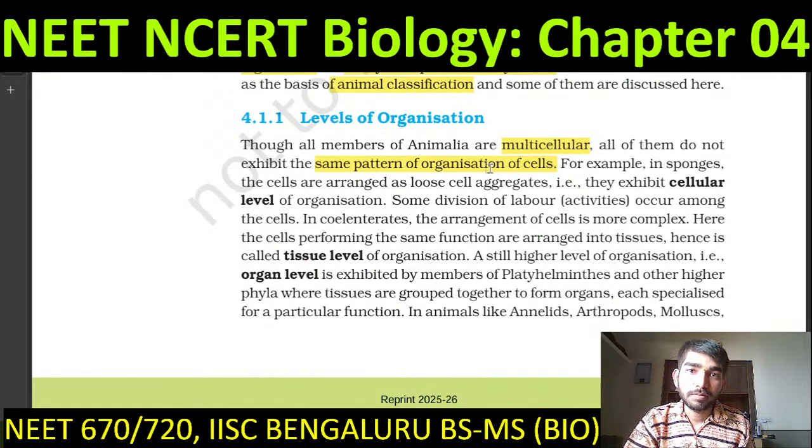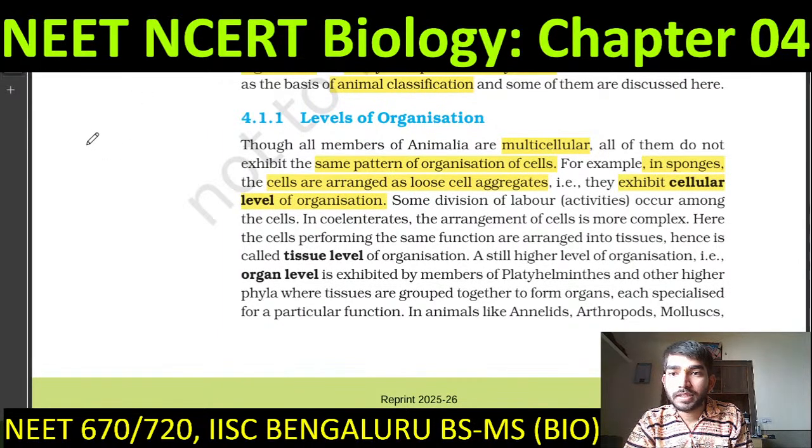And in the plant kingdom, for example, there is Chlamydomonas, which is a member of algae, which can be unicellular, but most of them are multicellular. But the patterns of organization are different. For example, in sponges, the cells are loosely arranged as loose cell aggregates, that is, they exhibit a cellular level of organization. So this is the first key point that you should keep in mind, that cellular level of organization is seen in sponges.